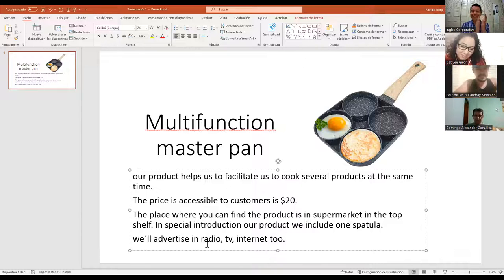Who is your target customer? Everyone who likes cooking. Especially husbands. Ah, yes, the cooker. We are pushed to cook, right? We are obligated to cook.